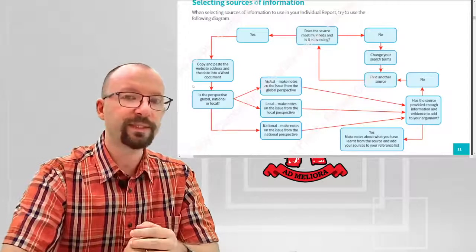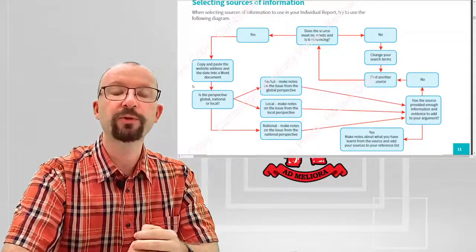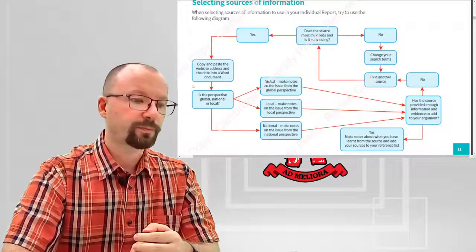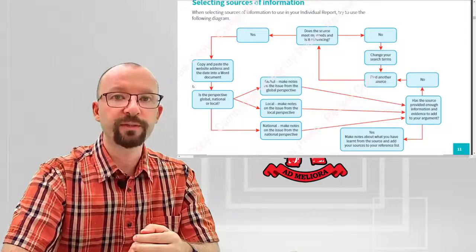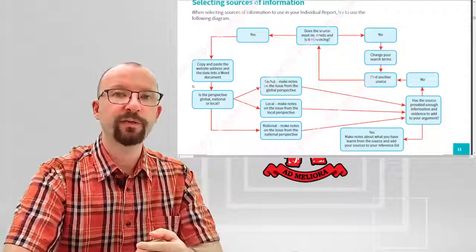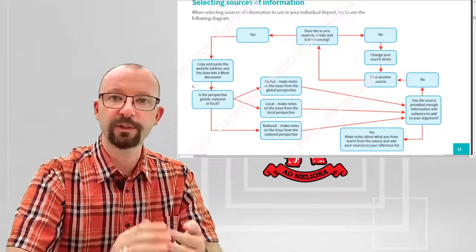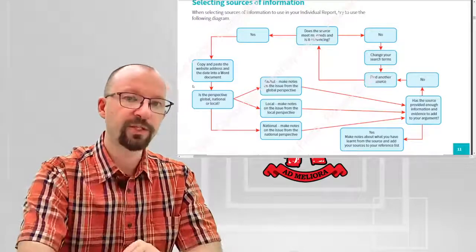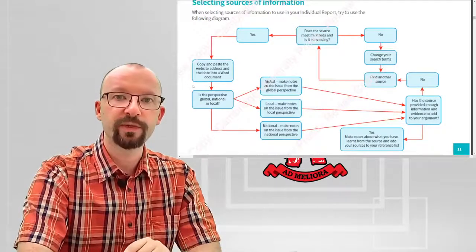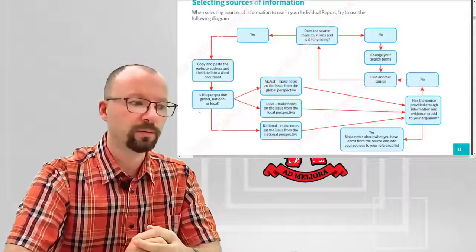Then copy and paste the website address and the date onto a Word document. So create a Word document or a Google Doc and keep all the references there. All the websites where you have been, copy and paste them there, and also the date, because websites can change over time. Then you have to ask yourself the question: is the perspective global, national or local?